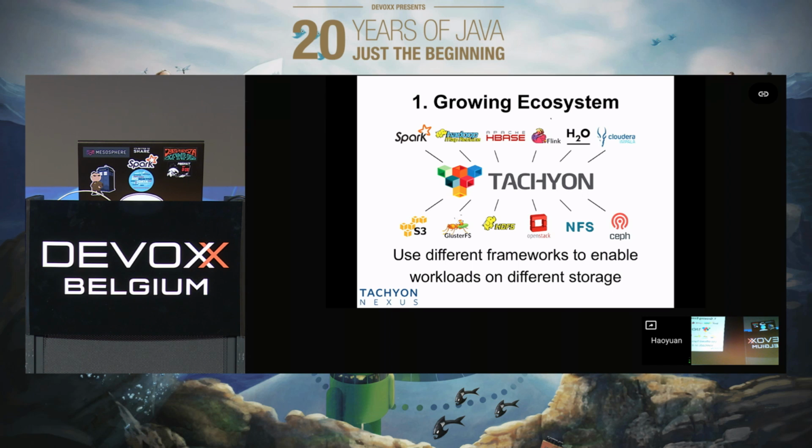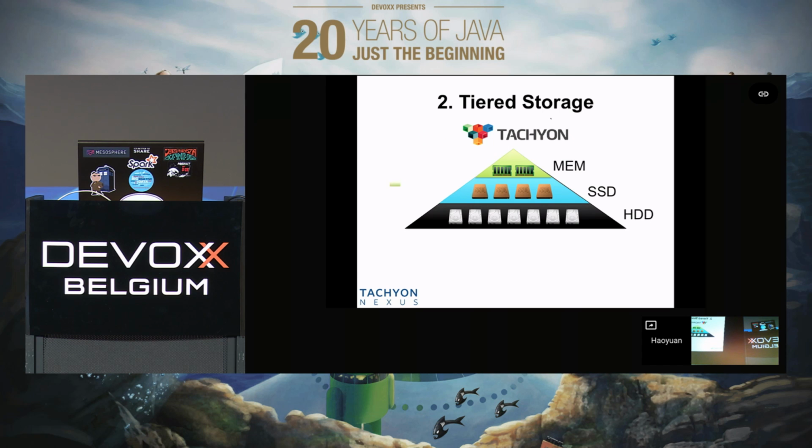And also, just one point I forgot to mention: for the under layer, you can access different storage systems at the same time in a unified namespace, which I'm going to talk about in a bit more detail in the later slides. That's the benefit of using the Tachyon system. So the second feature is the tiered storage concept.